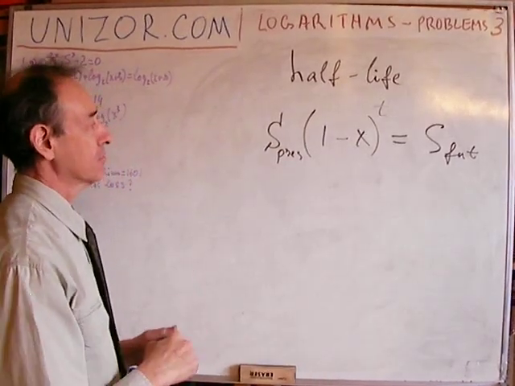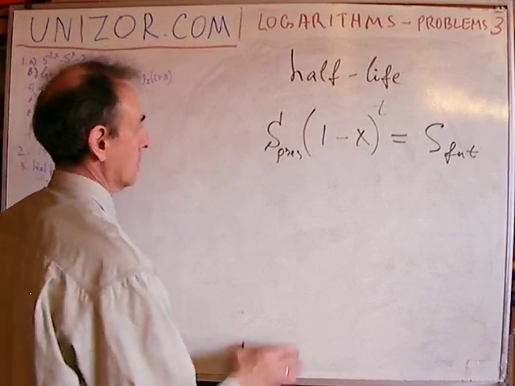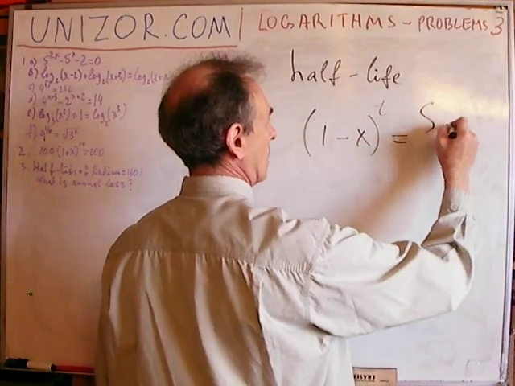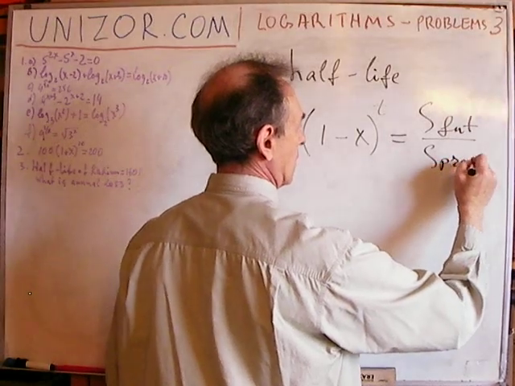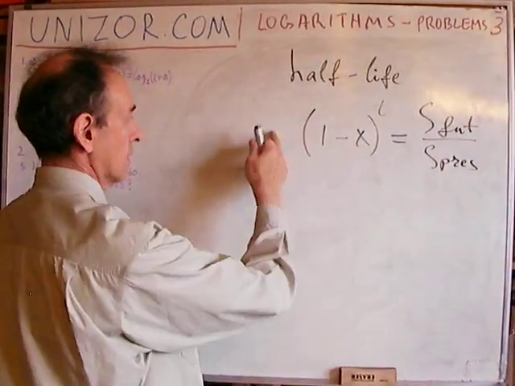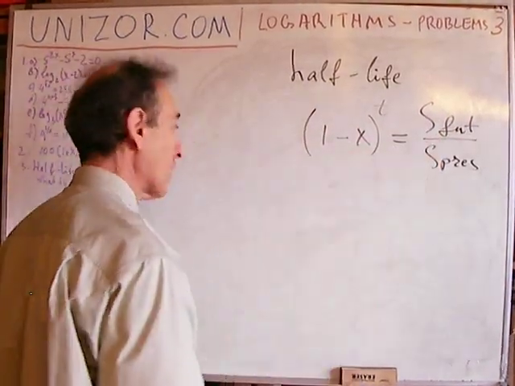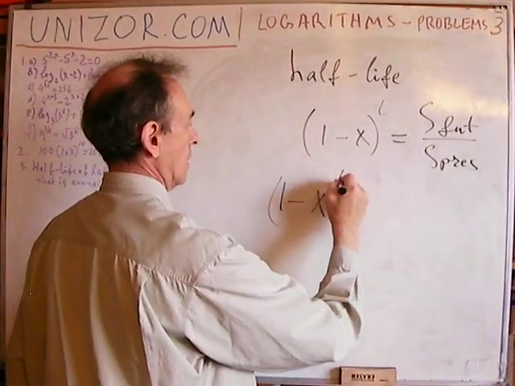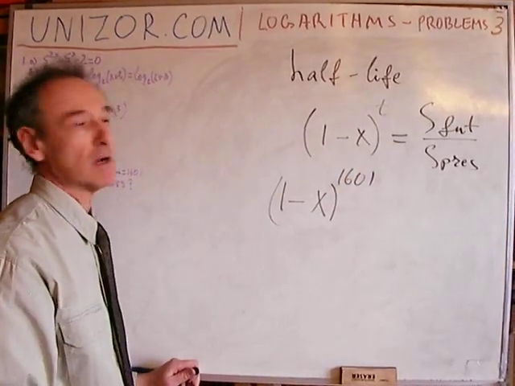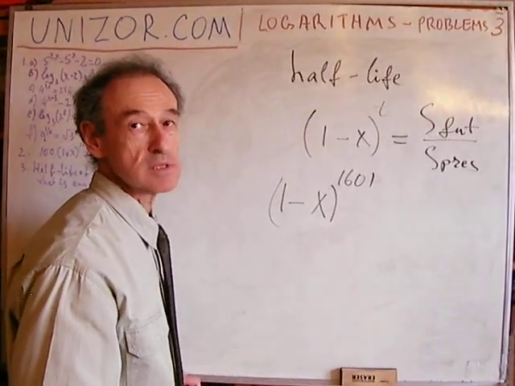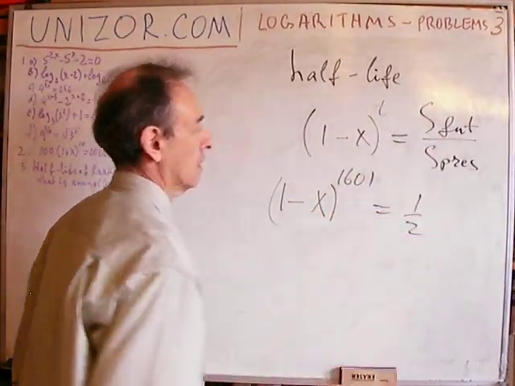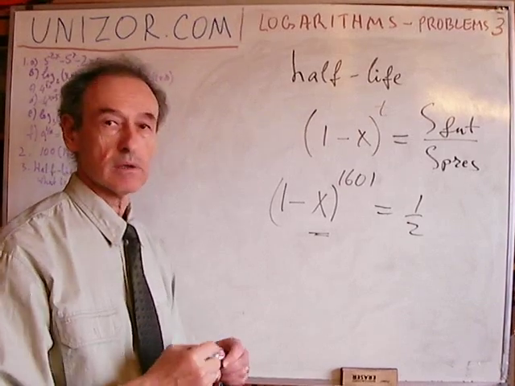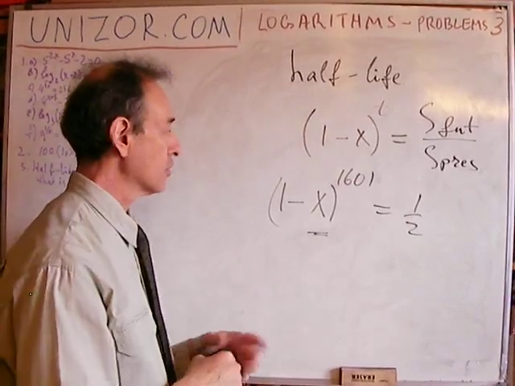So here is the problem. For radium, obviously, this is equivalent to whatever I wrote before, right? It was present here and future there, just divided by present value. So, in case of radium, in 1,601 years, the amount will decrease by half, which means this ratio is equal to 1/2. So, the question is, what's the fraction of mass radioactive radium loses in 1 year?